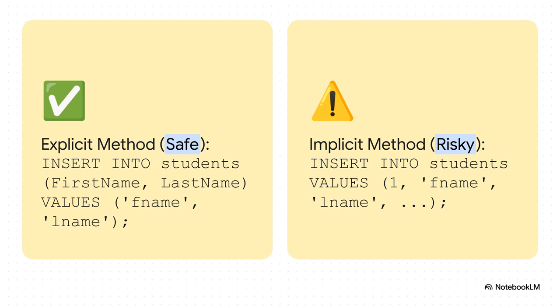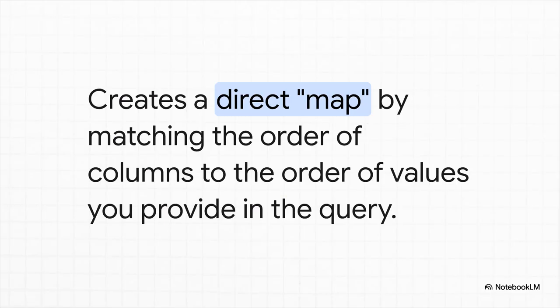Okay, so this slide shows the two methods side by side. On one side, you have the safe, explicit method, where we clearly list out the column names we want to fill. On the other side is the risky, implicit method, where we just throw the values in and kind of hope for the best. Here's the key takeaway. When you explicitly list the columns, like first name, last name, you are creating a direct map. You're telling SQL, hey, listen, take the first value I give you, put it in first name. Take the second value, put it in last name. It doesn't matter what the actual table structure looks like. You've given it a crystal clear set of instructions.